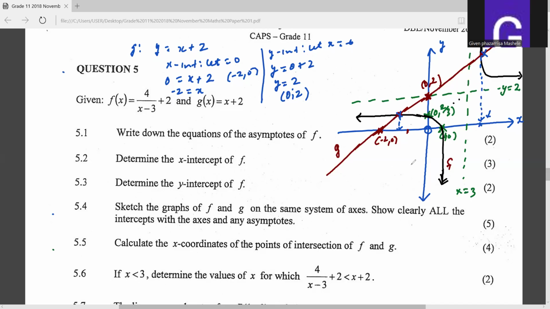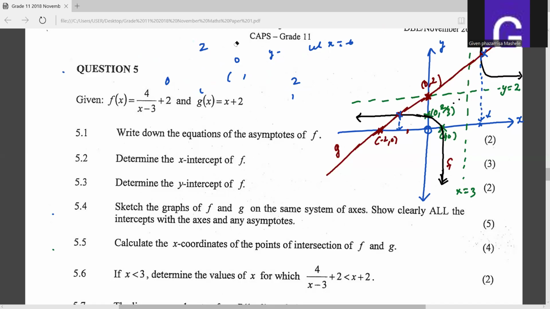To do that, because we need to show all our working, I think this will be around 4 and this one will be -1, but we need to show all the workings. We want to know the value of x where the two graphs are equal, so we have to solve algebraically. We equate the two graphs, but we only want the x coordinates. So the value of x where f of x equals g of x. What is our f of x? 4 over x minus 3 plus 2 equals x plus 2.